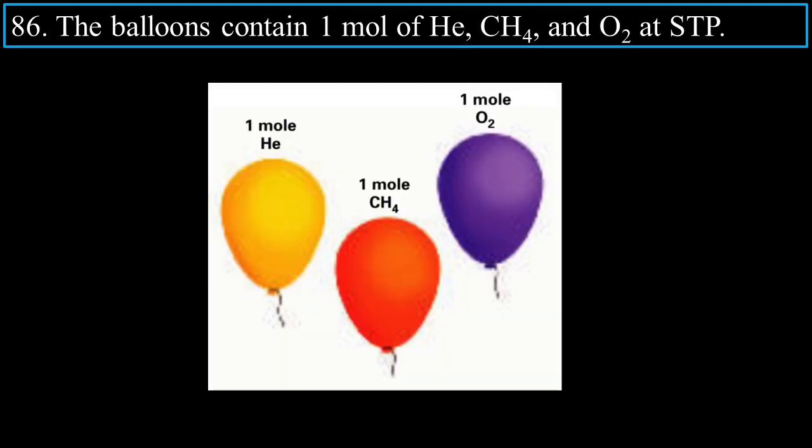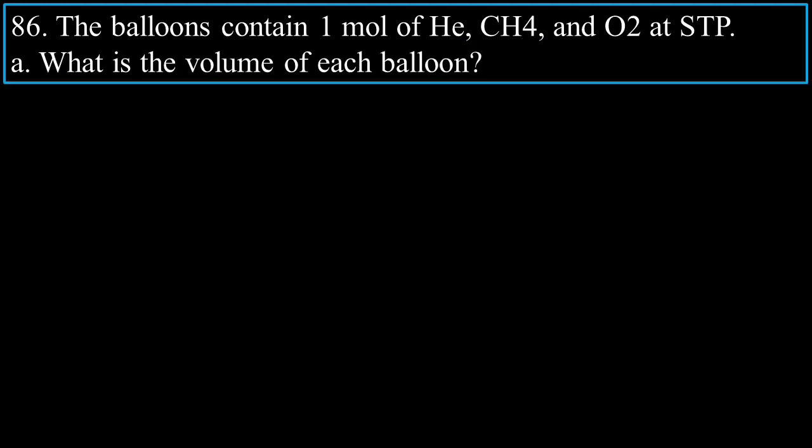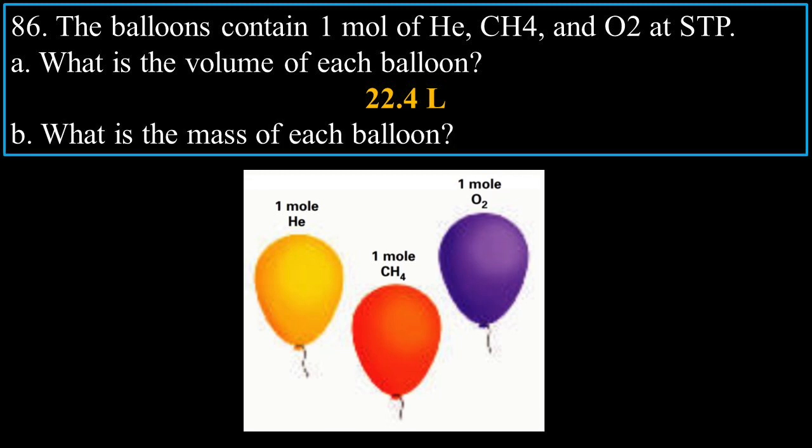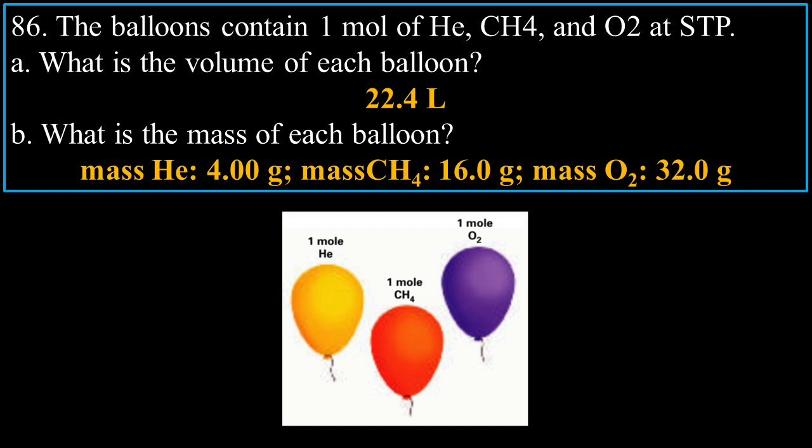And then this next one, the balloons contain 1 mole of helium, methane, and oxygen at STP. So they're going to ask you things like, what is the volume of each balloon? It's going to be 22.4 liters for each, because it's all 1 mole. And then what is the mass of each balloon? It'll be 4 for helium, 16 for methane, and 32 for oxygen.